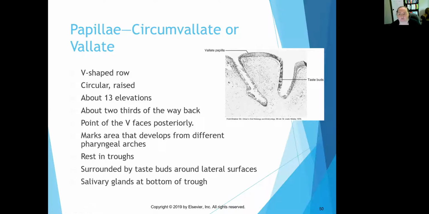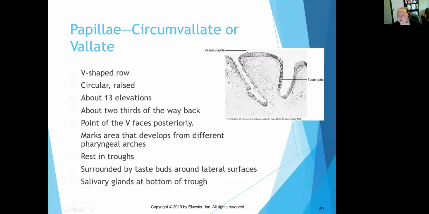Our circumvallate papilla is a V-shaped row. They're circular rays. There's usually about 13 of them, and in some people, they're really evident. They kind of separate the anterior 2/3 of the tongue from the posterior third of the tongue. The point of the V faces posteriorly, marks an area that develops from different pharyngeal arches. The rest are in the trough.